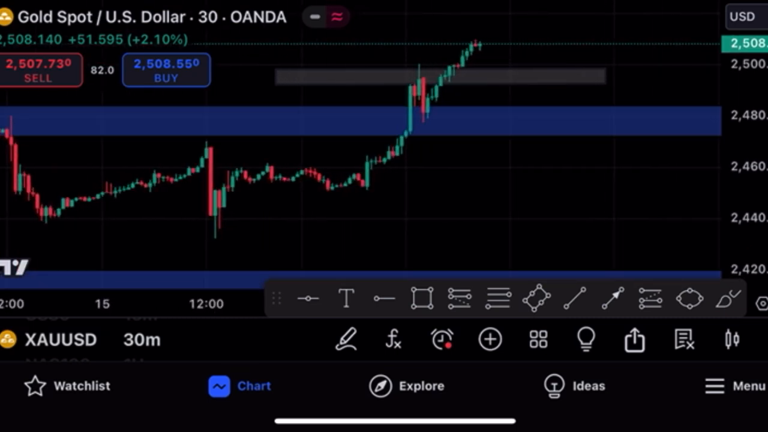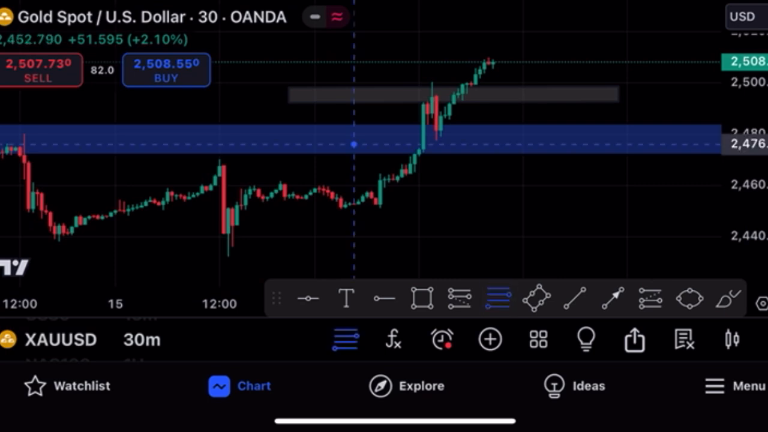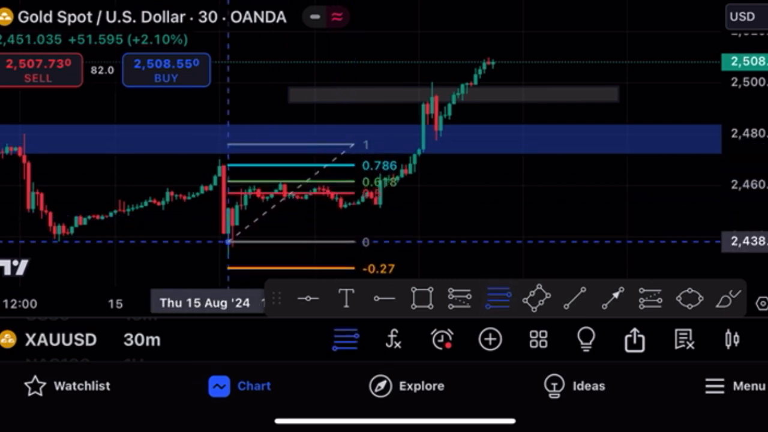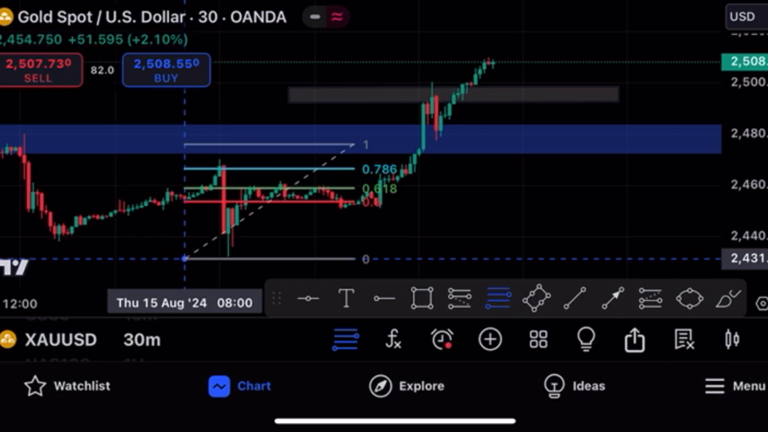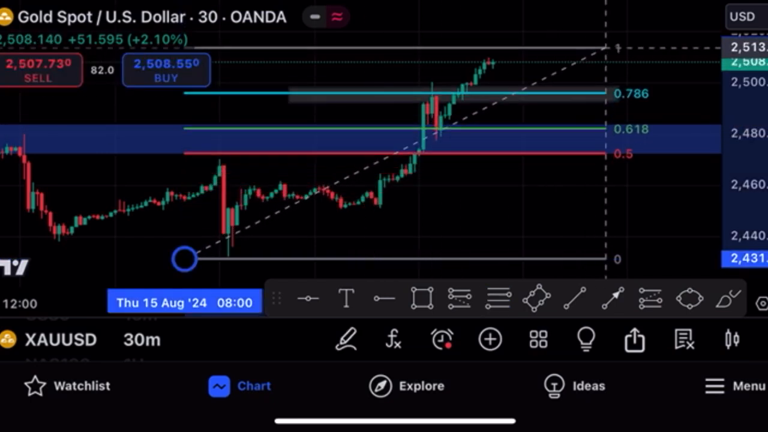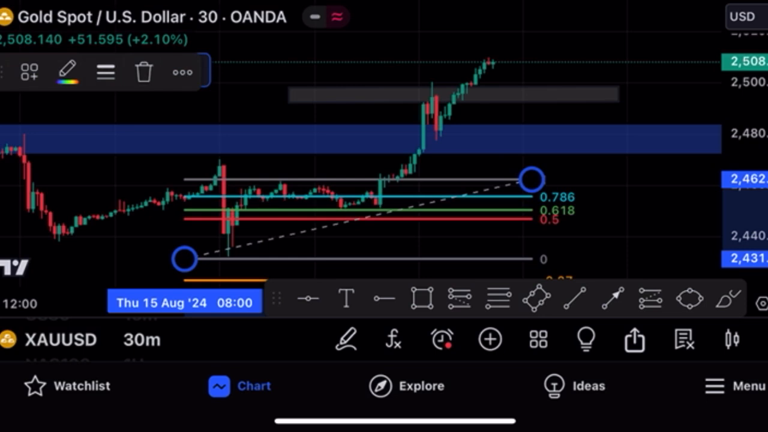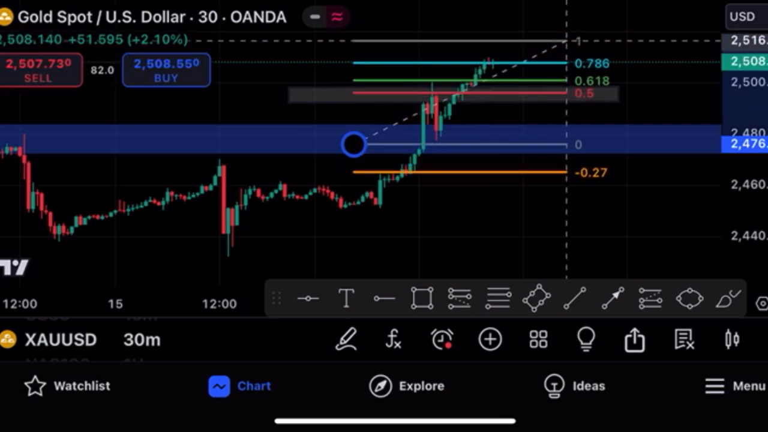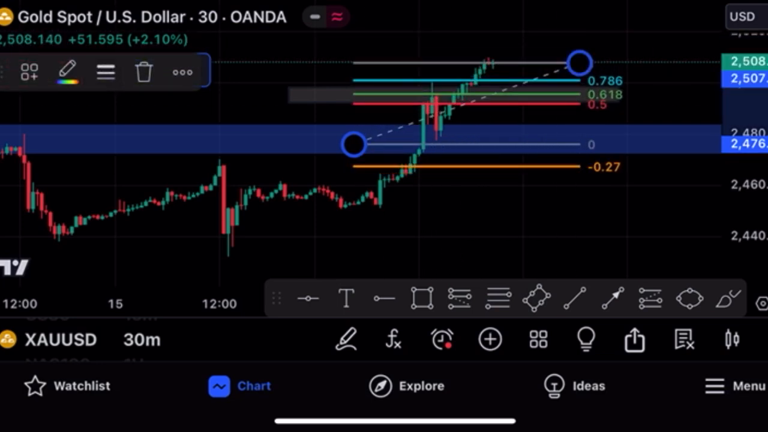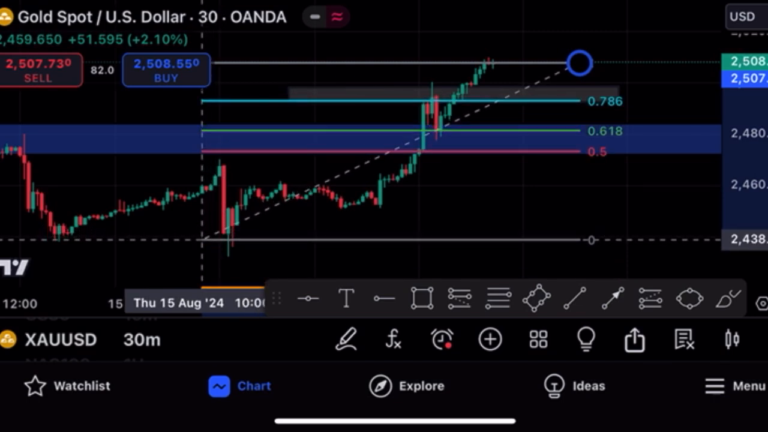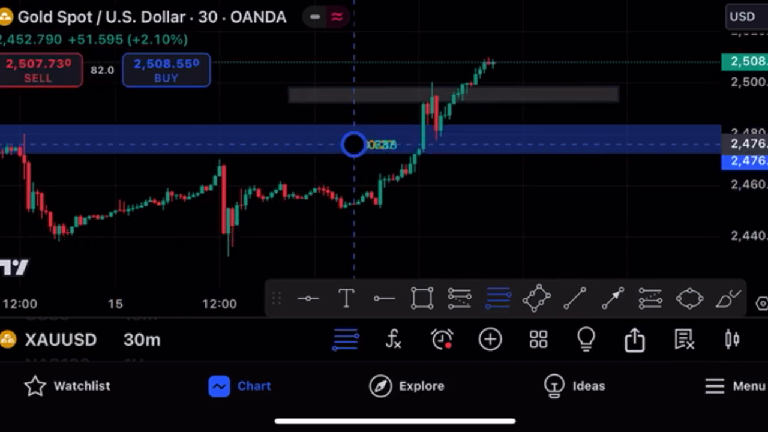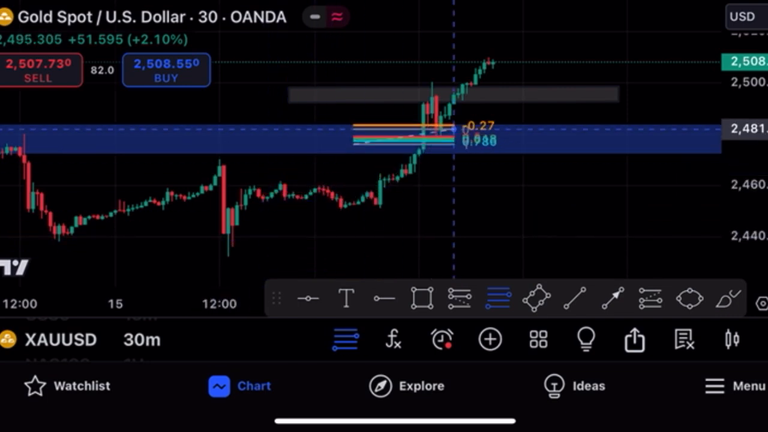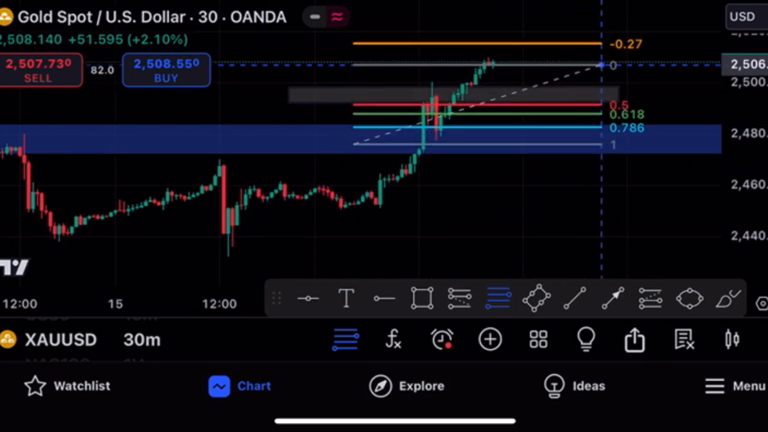So now that we've got that marked up, we can also pull out a fib. The fib just allows you to, give me 1 second because I put this upside down. All right, okay, so I'm flipping it around, y'all, so that it can be on there right.